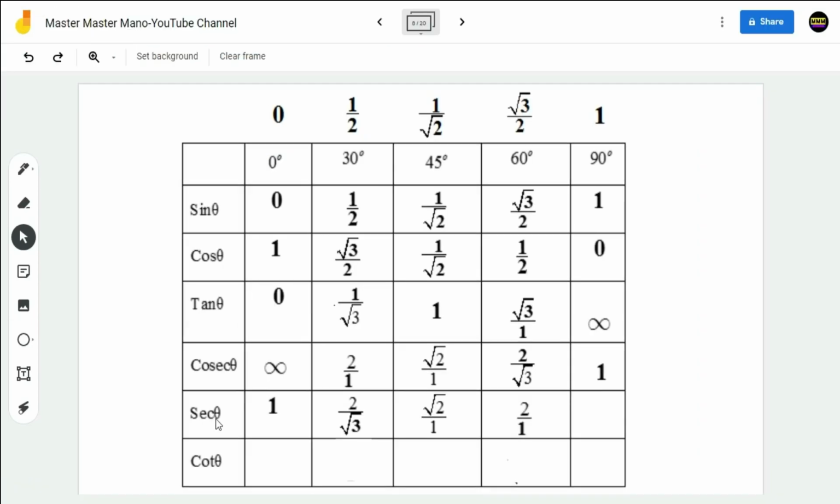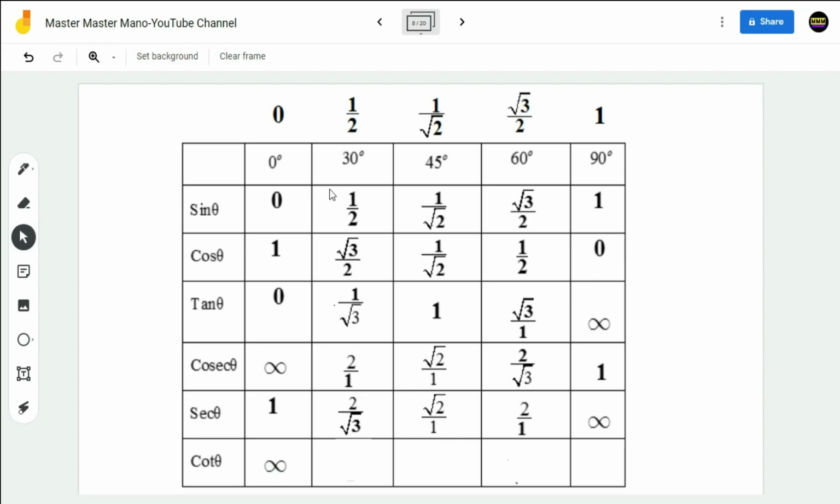For secant 90 degree, we have to write the reciprocal value of cos 90 degree. The value of cos 90 degree is 0. When 0 is written in reciprocal, it will be 1 by 0. 1 by 0 is infinity. For cot 0 degree, we have to write the reciprocal value of tan 0 degree. That is, when 0 is written in reciprocal, it will be infinity.